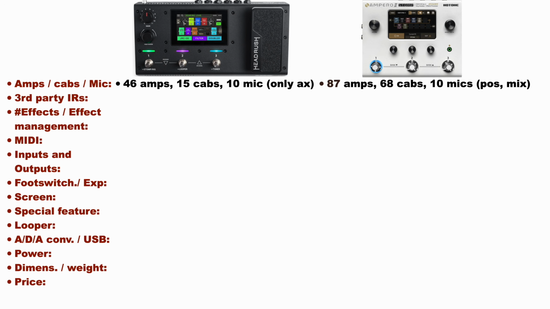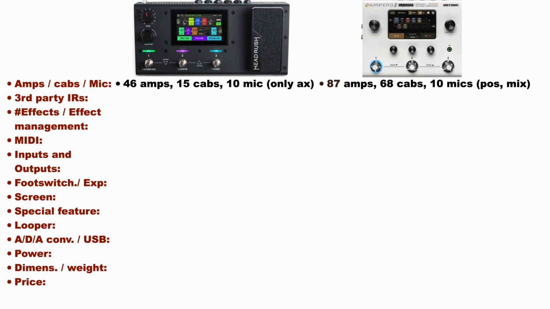First of all, in the MX5 we have 46 amps, 15 cabs and 10 mics, where you can set only if the mic is on axis or not, but not the position or distance. On the other hand, in the Ampero Stomp we have 87 amps, 68 cabs and 10 mics, with 4 of them that are combinations of mics like an SM57 plus a Royer 1-to-1.